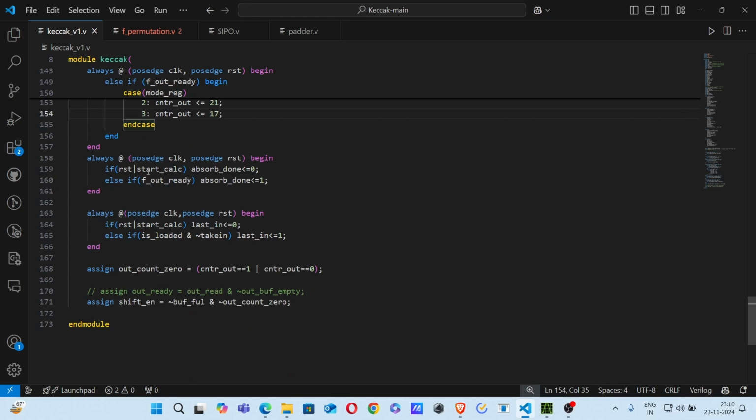Then, in this always block, there is a signal called absorb done. Essentially, what this does is whenever F out ready goes high after all the inputs are absorbed. Absorb can be multiple stages, which means that there can be multiple 24 rounds of F permutation. Once all of them have been completed, that is, the inputs have been exhausted, the final inputs are also absorbed, and this F out ready is driven high. This indicates that entire absorb process is done.